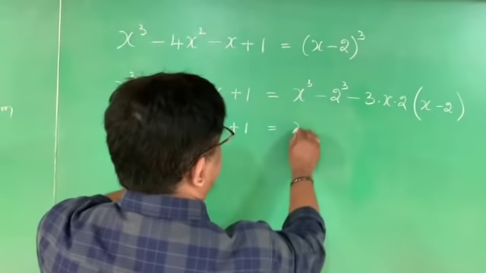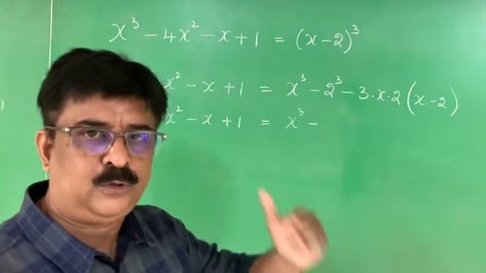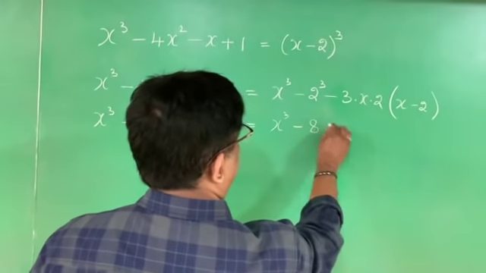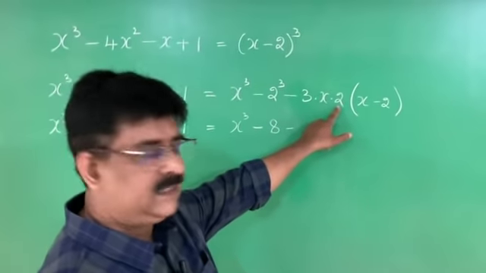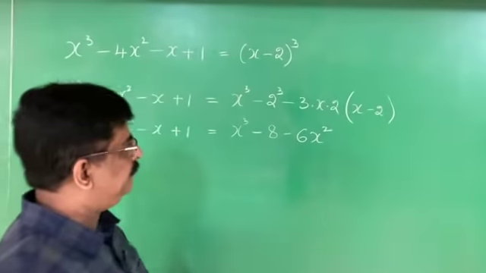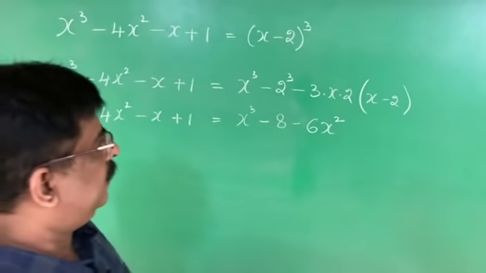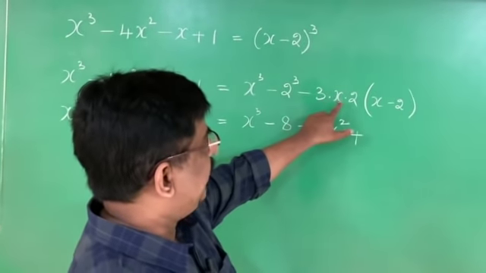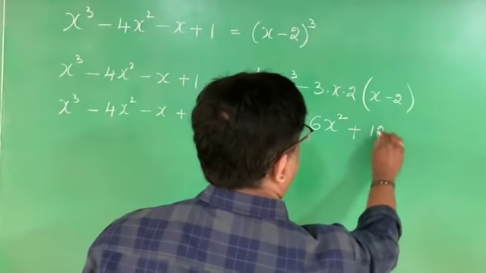Equals x cube. Now 2 cube. I told you in the previous problem, 2 cube means 2 into 2 into 2, 2 into 2 is 4, 4 into 2 is 8, minus 3 into x is 3x, 3x into 2 is 6x, 6x into x is 6x square. Then minus into minus is plus, 3x into 2 is 6x, 6x into 2 is 12x, plus 12x.